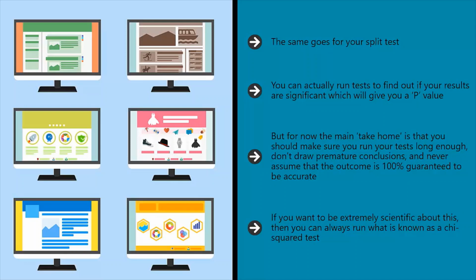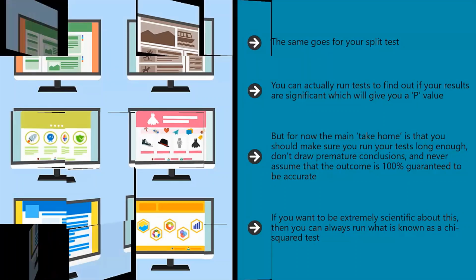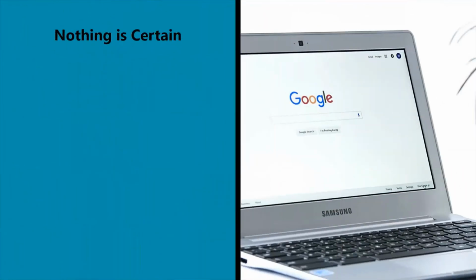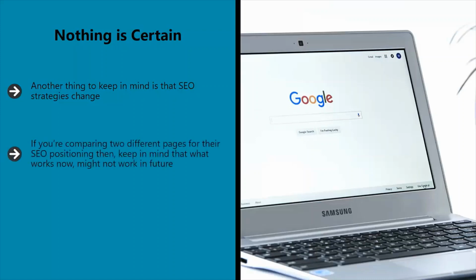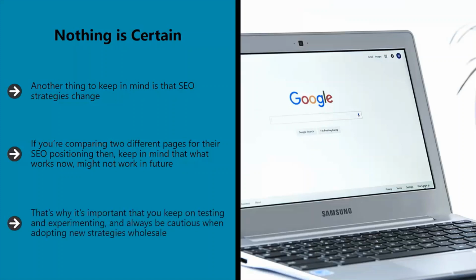You can use the number of impressions on each page in order to do this, or the page ranking over a given amount of time. Nothing is certain. Another thing to keep in mind is that SEO strategies change. What was a great SEO strategy once can change on a dime once Google decides to change its mind. If you're comparing two different pages for their SEO positioning then, keep in mind that what works now might not work in the future. That's why it's important that you keep on testing and experimenting, and always be cautious when adopting new strategies wholesale.